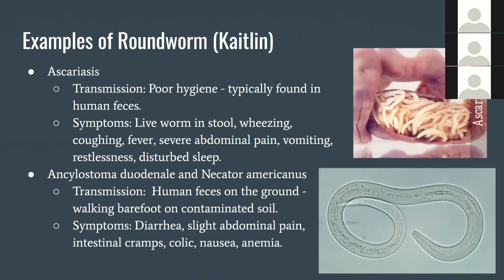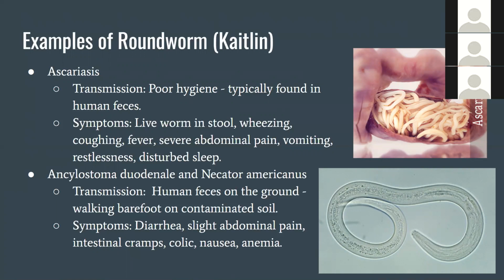Okay, and there are 6 different types of roundworms. The first one is ascariasis, which is typically found in human feces and is transmitted through poor hygiene, typically by putting one's hands into their mouth. It's possible that no symptoms are present, but when symptoms are present, there may be live worms in the stool, wheezing, coughing, fever, severe abdominal pain, vomiting, restlessness, and disturbed sleep may be experienced.